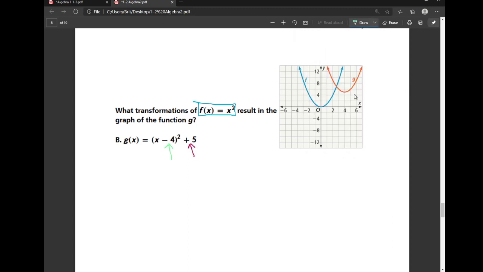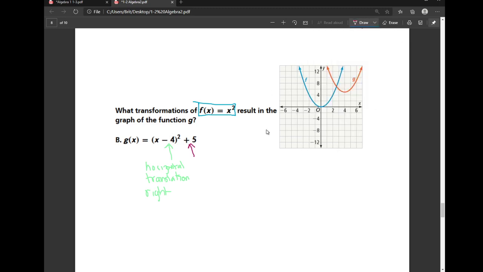So let's start with the -4. The -4 is inside the grouping symbol, so it's a horizontal change. It's addition or subtraction, which is telling you that you're having a translation. Now when you're subtracting 4, it's actually going to take you to the right by 4, because remember, those feel backwards inside the grouping symbol.